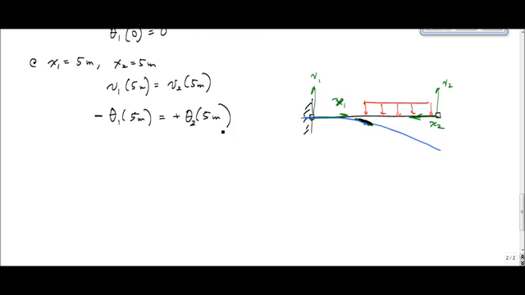And what happens a lot is people forget this negative sign and make all kinds of mistakes because of the coordinate system, right?